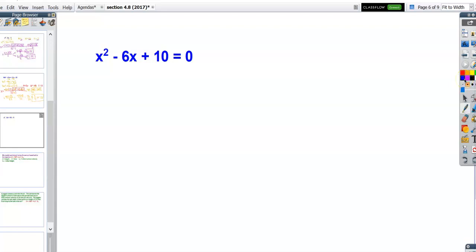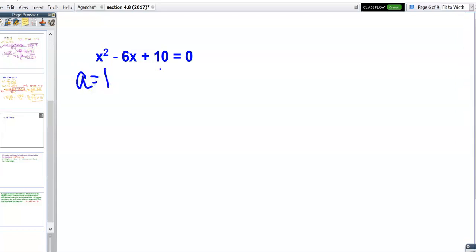All right, next example. Still the same first step. Always figure out what your constants are. A equals 1. B equals -6. C equals 10. Use the quadratic formula.